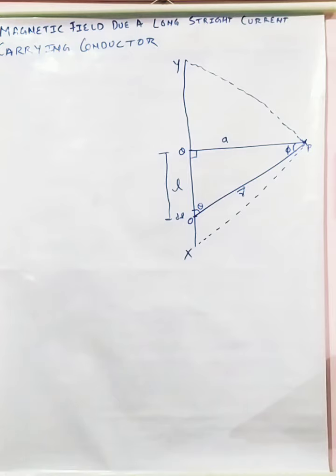What is the application of Biot-Savart law? It can help to calculate the magnetic field at any point, for any shape. We can apply the Biot-Savart law and calculate the magnetic field at any point due to a finite and infinite long conductor or a loop. So we are going to start here.